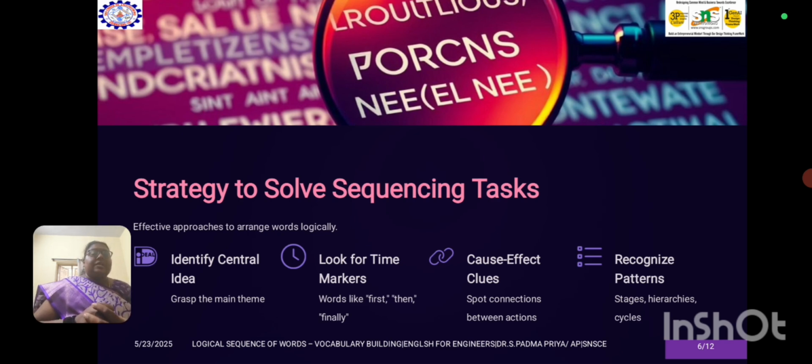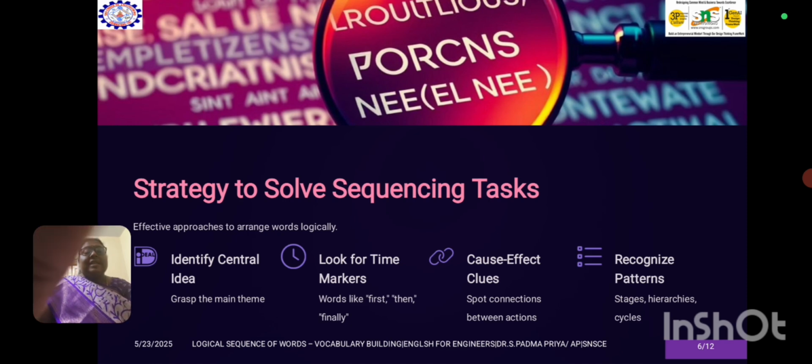What are the strategies we follow to solve these sequencing tasks? So here there are effective approaches to arrange words logically. This is the strategy we follow here. The main strategy is we are following 4 effective approaches. That is identifying the central idea, that would be the first one. The second one is looking for time markers. The third one is cause and effect clues, and the fourth one will be recognizing the pattern.